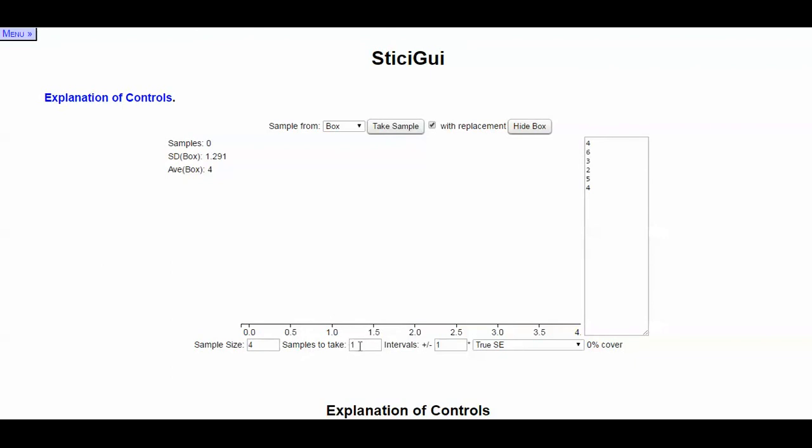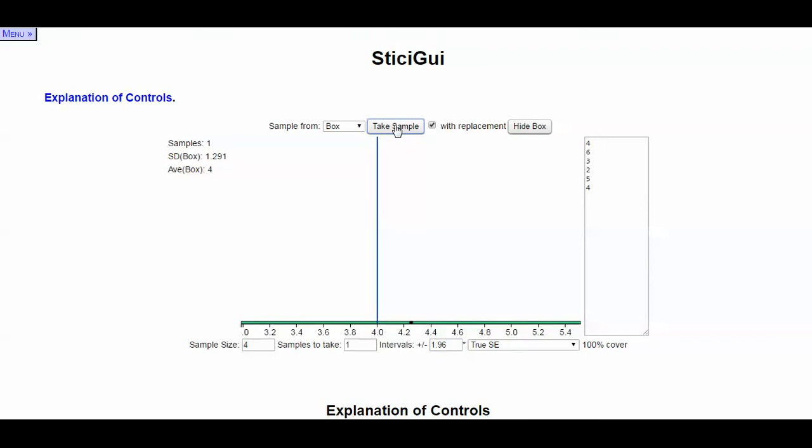This says samples to take 1. This means it'll take 1 sample at a time. And then I want it to calculate the 95% margin of error, which means I have to enter in 1.96. Remember, that was the value from the table. And then if I click take sample from the box, it's going to take a sample of 4 people. It's going to record their 4 numbers, and calculate the mean of the sample by adding the 4 numbers and dividing by 4. And the sample mean will be this dark box right here.